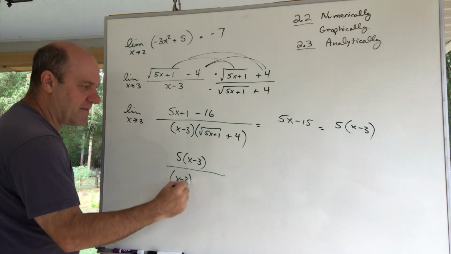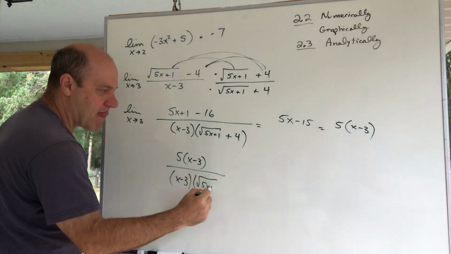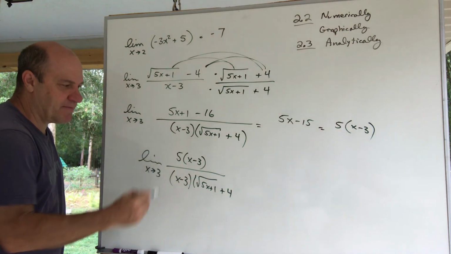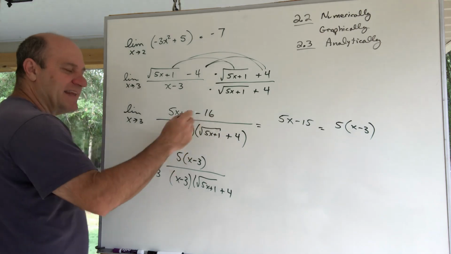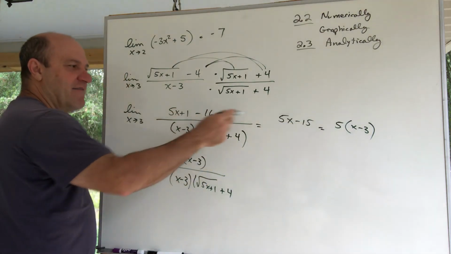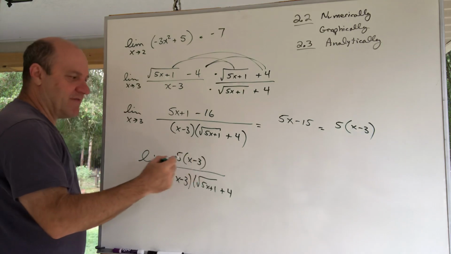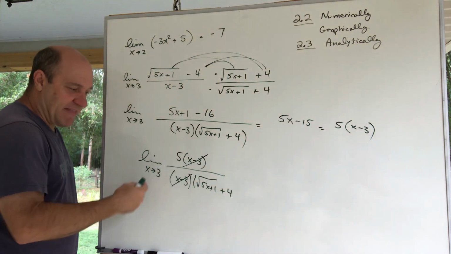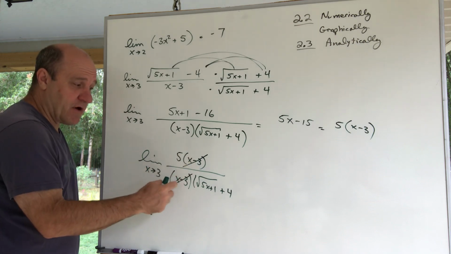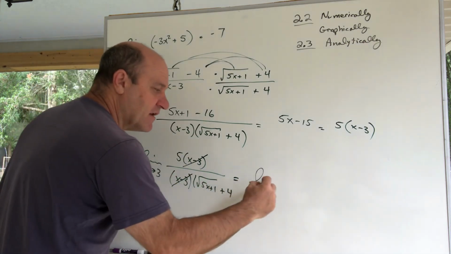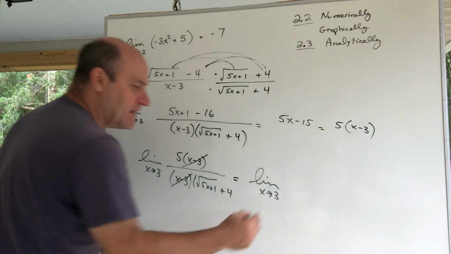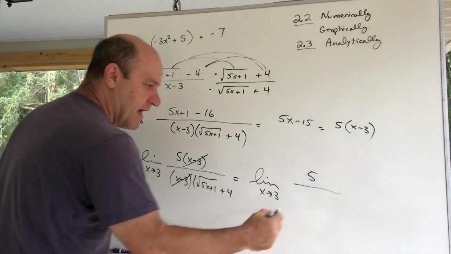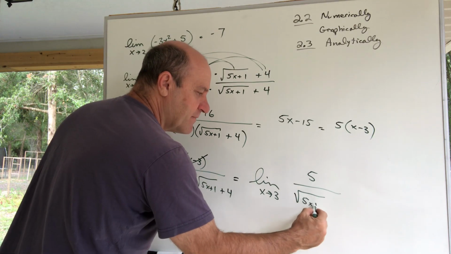I'm still trying to do the limit as x approaches 3, but I cleaned up that numerator. It's 5x minus 15. I factor out the 5. It's 5 times x minus 3, and I'm so happy because now this cancels. And that's what's been giving me that 0 over 0. So now I'm left with this limit: the limit as x approaches 3 of 5 in the numerator and, in the denominator, the square root of 5x plus 1, plus 4.